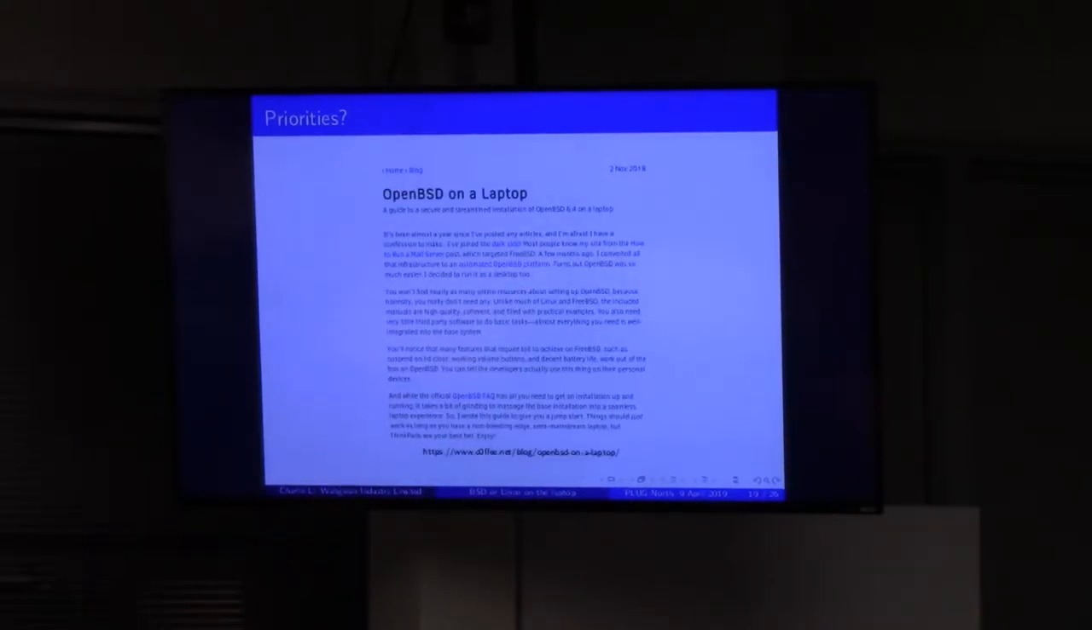Priorities, on the other hand, are a little bit on the longer-time developers of a particular BSD-based system. So this is just a little excerpt. You don't have to read it, but this is a screenshotted excerpt of an article that the original German guy actually linked on his blog, about getting OpenBSD to work on a laptop.